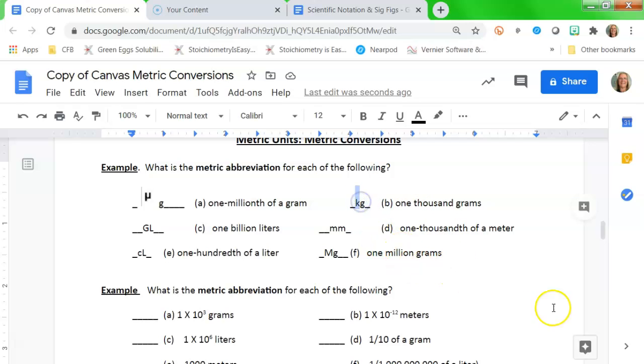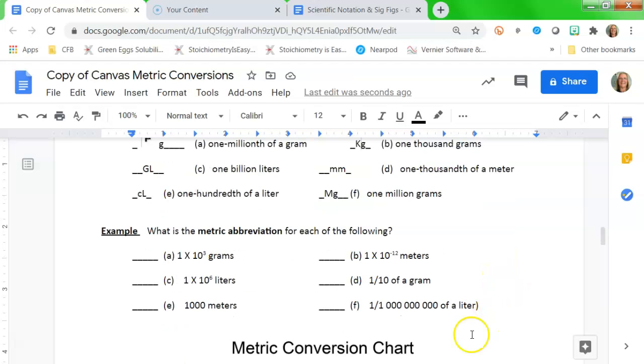Usually the convention here for the kilo is to use the kilo in a capital just to show that it's bigger than 1, so it's a capital. Okay, so let's see if we can try some in scientific notation or some bigger numbers. What is the metric abbreviation for 1 times 10 to the 3? Well, that's 1,000, and 1,000 grams is a kilogram.